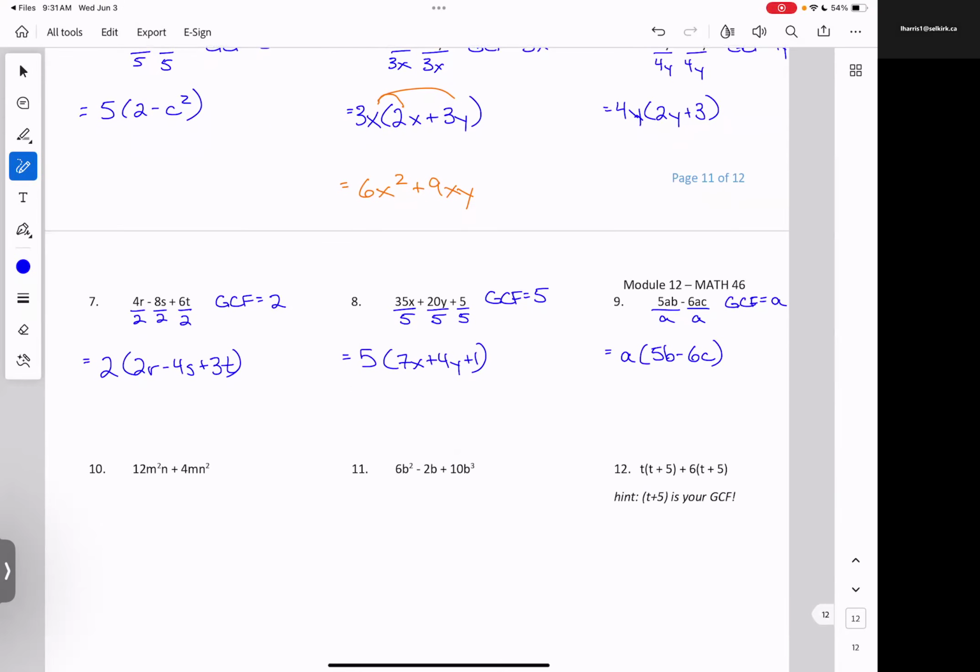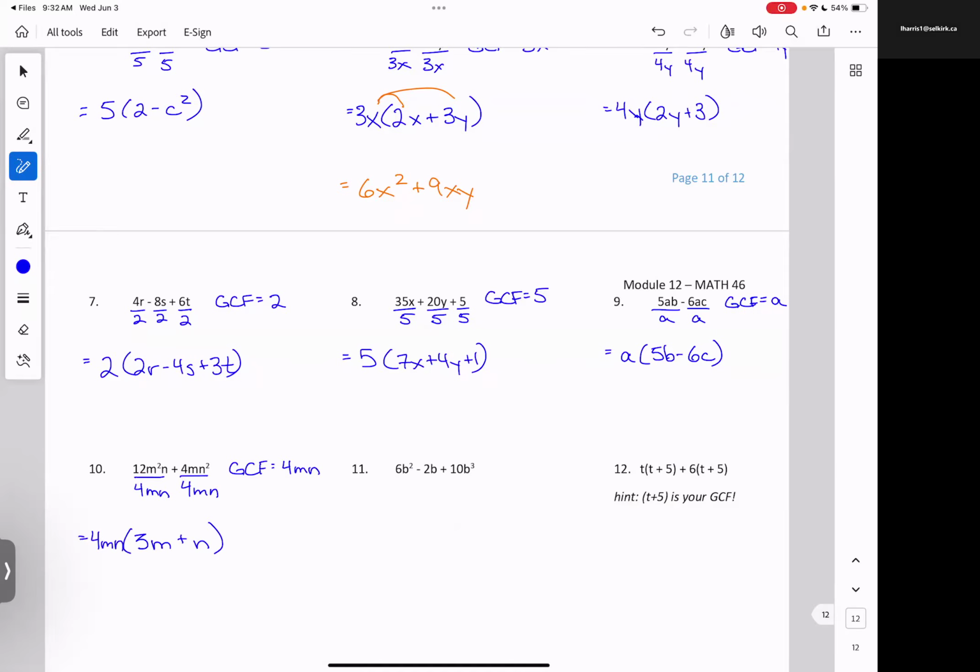Okay, next one, number 10. We've got a GCF here of 4mn. So we're going to divide each of these by 4mn. And when we do those divisions, we get 3m plus 1n, or just n. And we stick our 4mn out front.